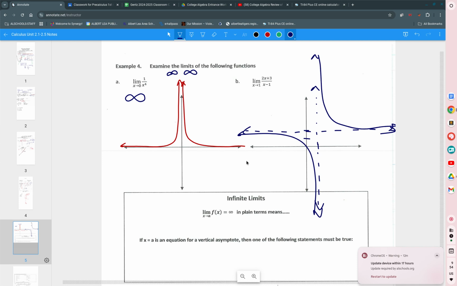So I'm approaching 1. As I approach 1 from the left, what does the output approach? Negative infinity. And as I approach 1 from the right, positive infinity. Are those the same? Definitely not, so therefore the limit does not exist.